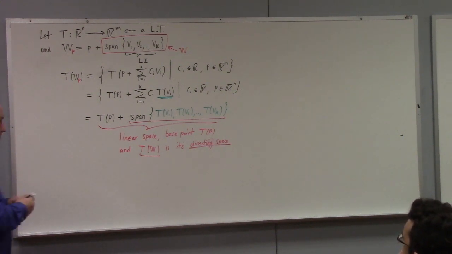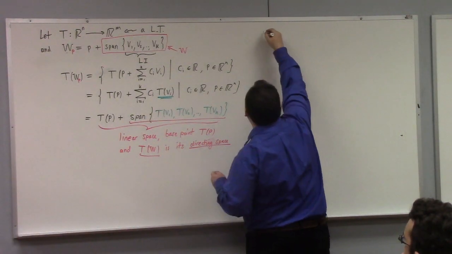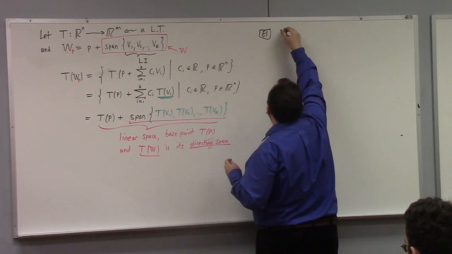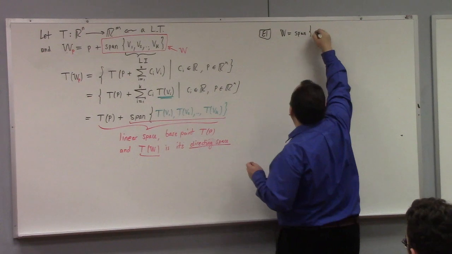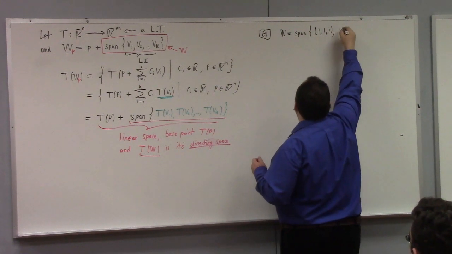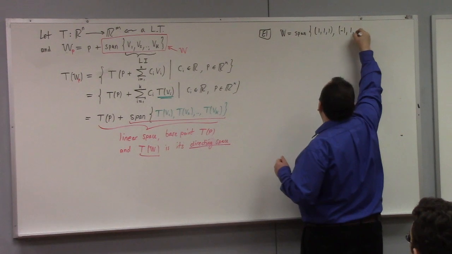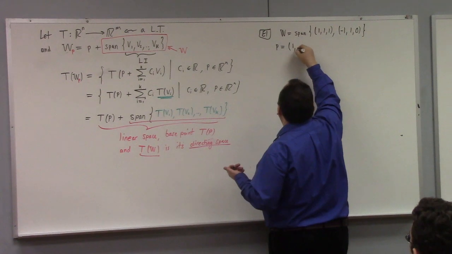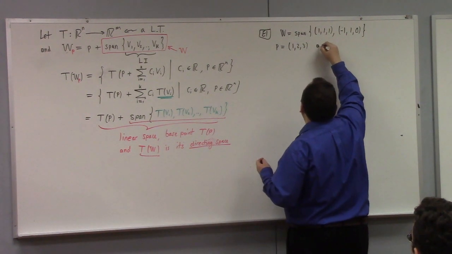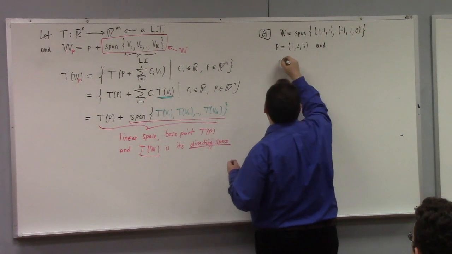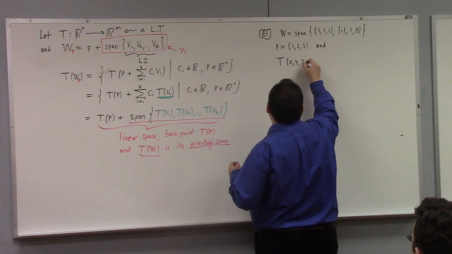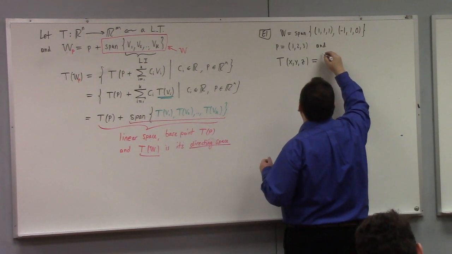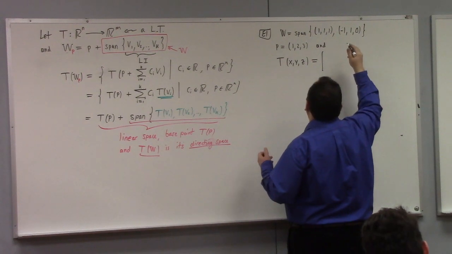Let's look at a specific example. We could have W be the span of (1, 1, 1) and (-1, 1, 0), and we could let P equal (1, 2, 3). And let's let our linear transformation T of (x, y, z) equal the matrix, I need a 3 by 2, right?